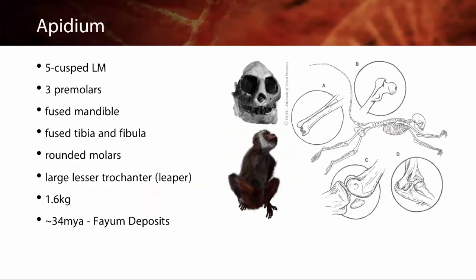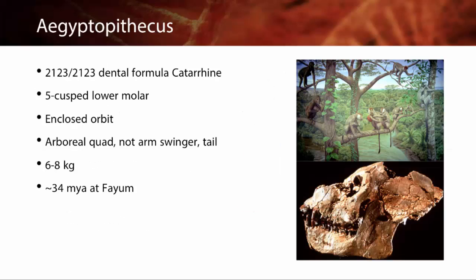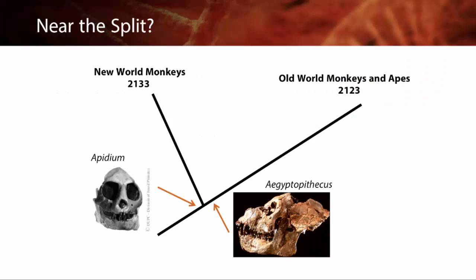The two species discovered there are Oligopithecus and Aegyptopithecus. Oligopithecus is a monkey-sized primate with 3 premolars, and Aegyptopithecus is a monkey-sized primate with 2 premolars. This means that these two species are actually at the split between New World monkeys and Old World monkeys.